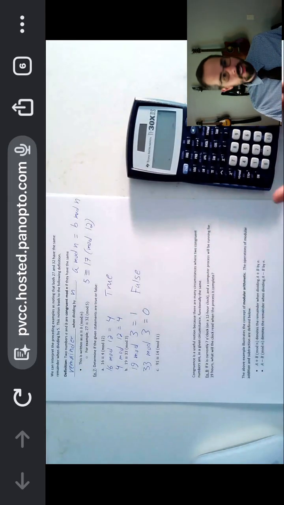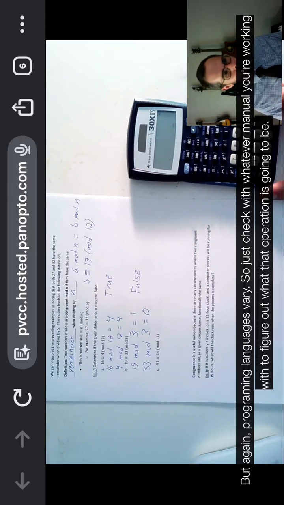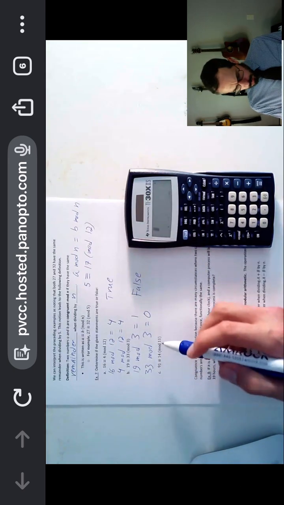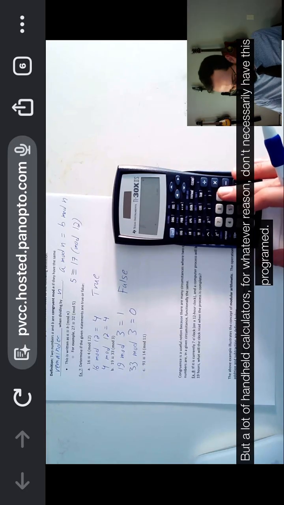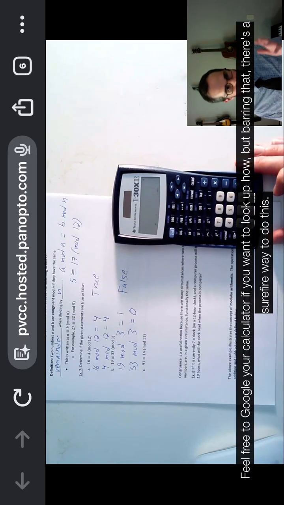Now 11 is a trickier number to get a handle on, so we might want to think about how to use our calculator to find this. A lot of computing languages have a modular operation embedded in them. Once upon a time I learned Java, and I think it was the percent symbol, if I recall correctly. But again, programming languages vary, so just check with whatever manual you're working with to figure out what that operation is going to be. So you might be able to find computing software that will do that for you, but a lot of handheld calculators, for whatever reason, don't necessarily have this programmed, or if they do, you have to do a little bit of work to find it. Feel free to Google your calculator if you want to look up how.